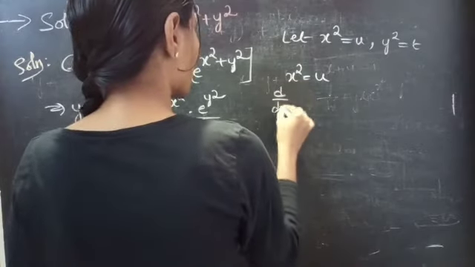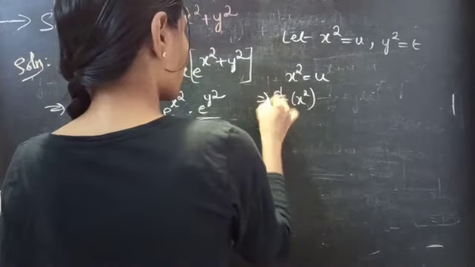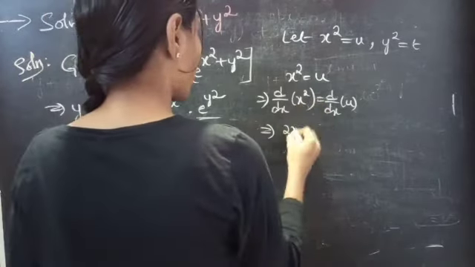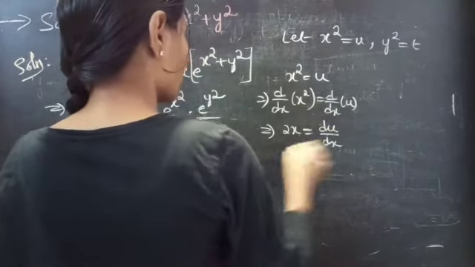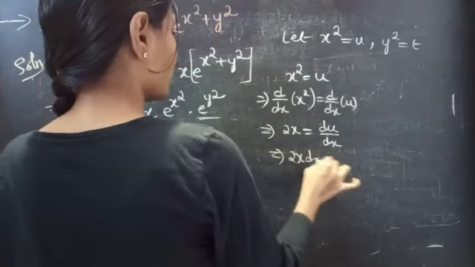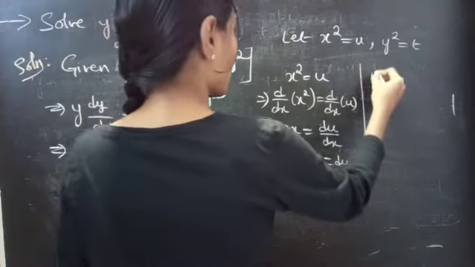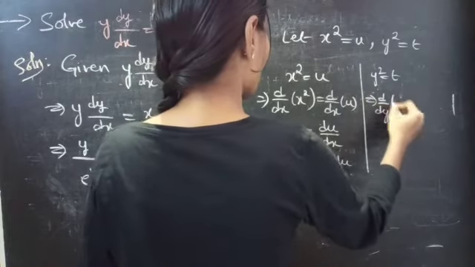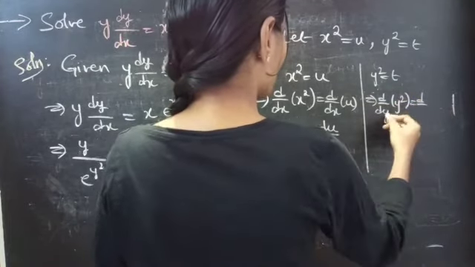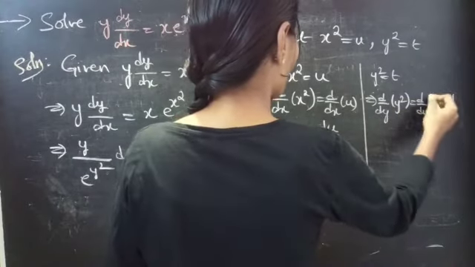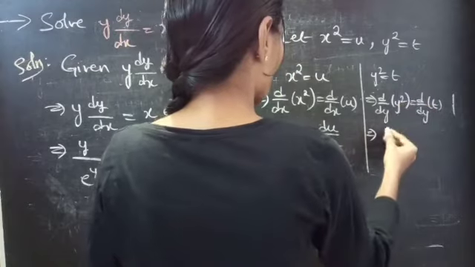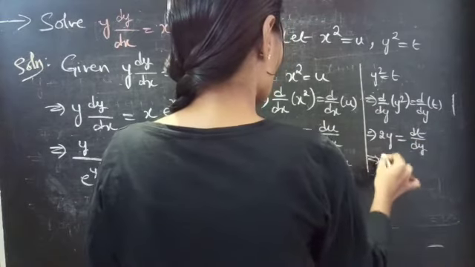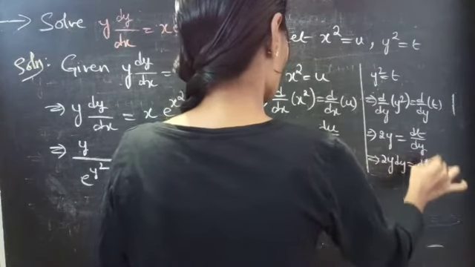Consider x square equals u. Differentiate on both sides with respect to x. Then d by dx of x square equals d by dx of u. We'll get derivative of x square is 2x equals du by dx. So from this you'll get 2x dx equals du. Now consider y square equals t. Differentiate with respect to y on both sides. Then d by dy of y square equals d by dy of t. Derivative of y square with respect to y is 2y equals dt by dy. From this you'll get 2y dy equals dt.